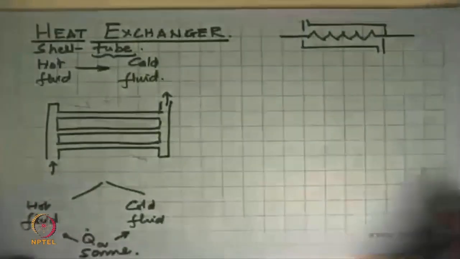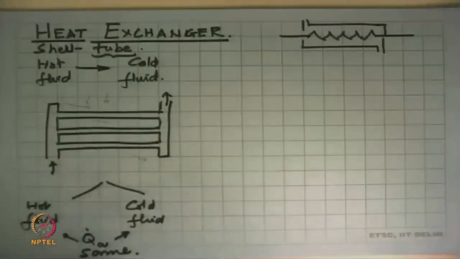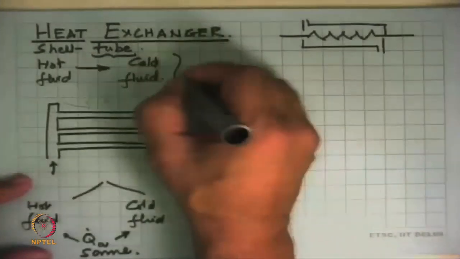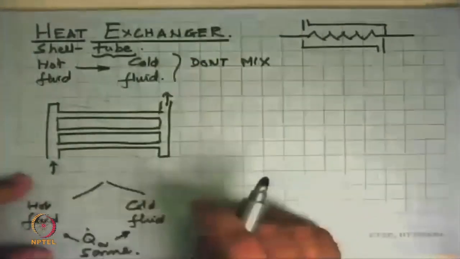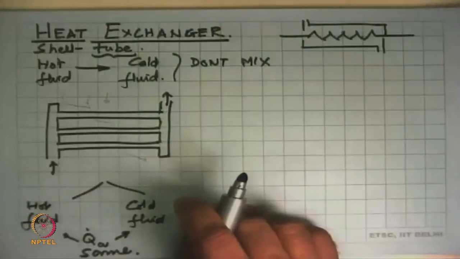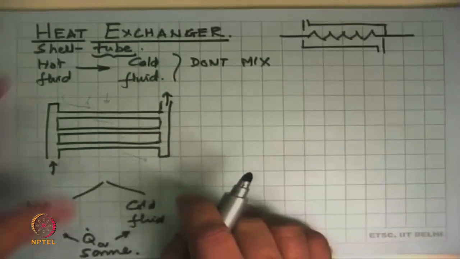The term heat exchanger basically denotes a device in which we have two fluids that don't mix. One is hot, one is cold, and the hot fluid transfers energy to the cold fluid. So this is a very quick, broad definition.